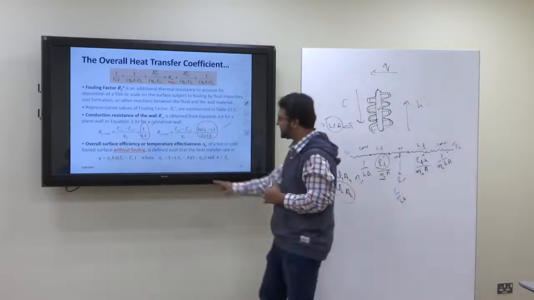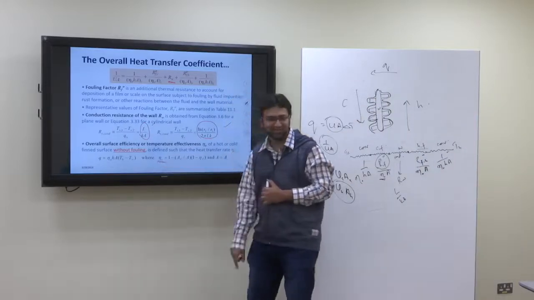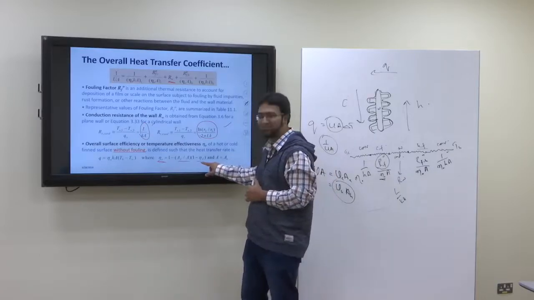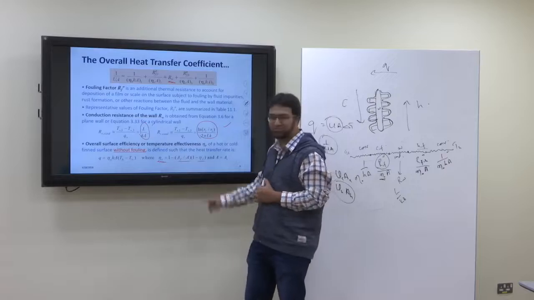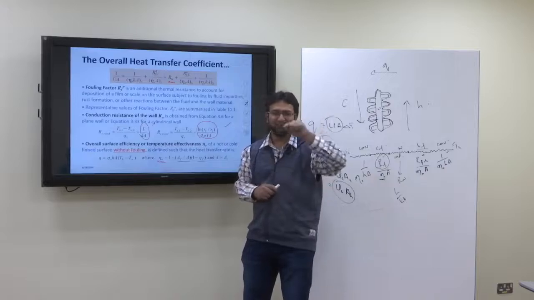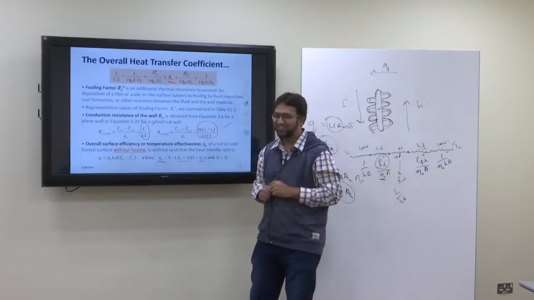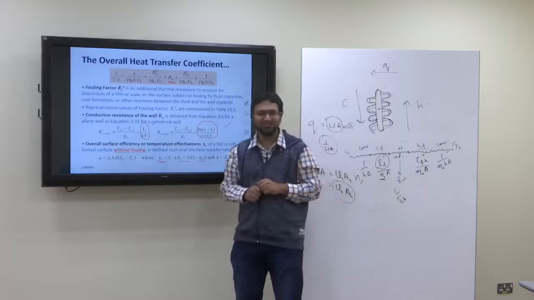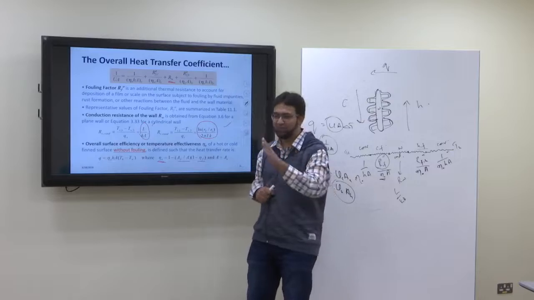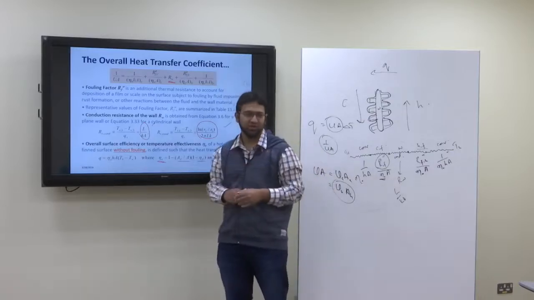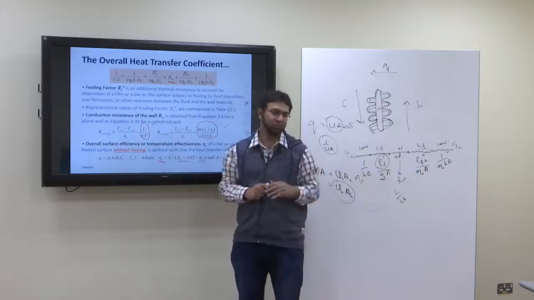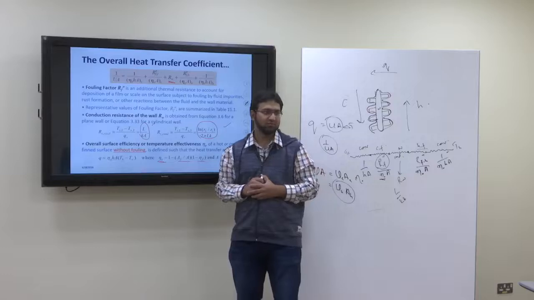Eta naught, the overall efficiency, has the formula 1 minus Af upon A multiplied by 1 minus fin efficiency. For fin efficiencies, you remember you had some charts that you go into and find out the fin efficiency. If you do not remember it, then you probably have to revise it again. At least if you have the videos, go through the videos. Just one day before coming for the next lecture, you should have gone through the videos. Which video exactly? Chapter number 3.